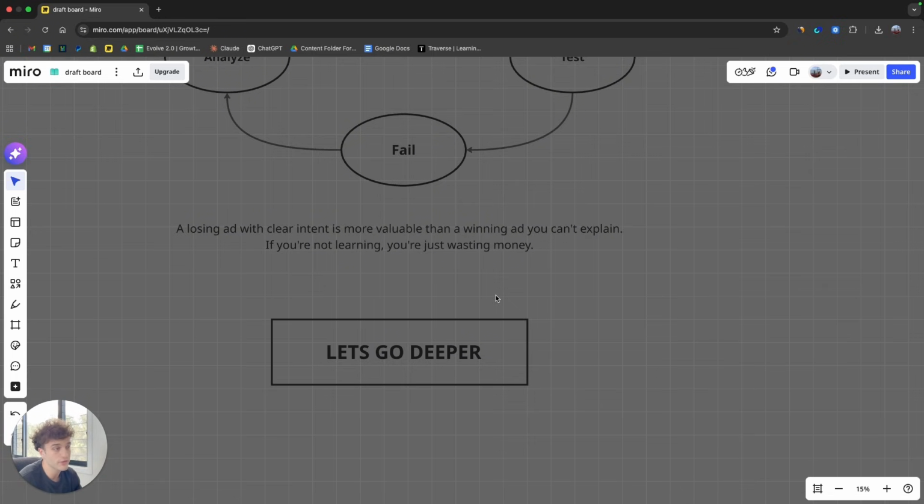A losing ad with clear intent is far more valuable than a winning ad that you can't explain. Because if you're not learning, you're just wasting money. And again, this is why the Calidata method is so bullshit: when you're just blindly testing and not understanding what is working, you're unable to replicate it.